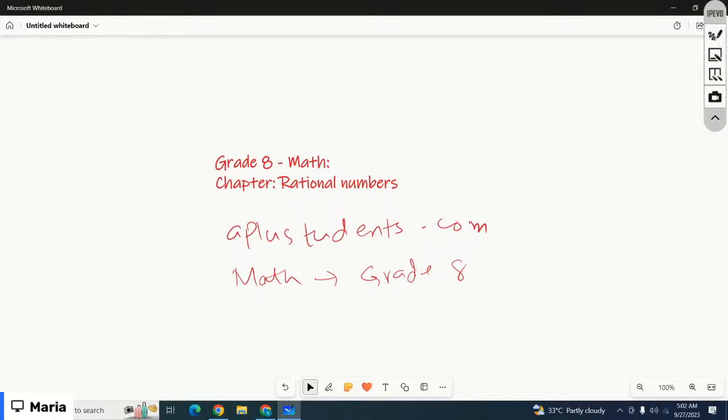We're going to start with the chapter rational numbers, right? So let's just start with the chapter rational numbers. What do you know about the rational numbers? What are the rational numbers? Rational numbers are the numbers that can be written in the form P by Q, right? You can note down the definition.